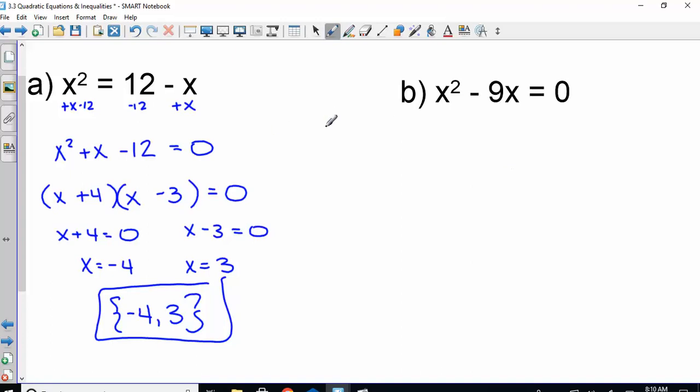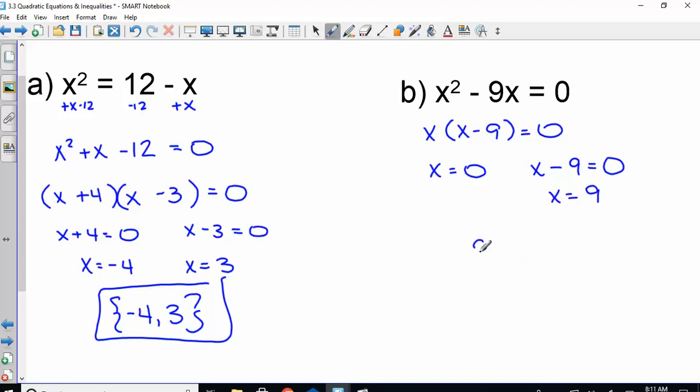Take out x. It's already equal to 0, so to factor, the first step to factoring is always look for a greatest common factor. So if you take out the x, then we can set each of those equal to 0. So either x equals 0 or x minus 9 equals 0. So my answers are 0 and 9. In a quadratic equation, how many answers should we get? 2. When you have that x squared, we'll get 2 answers.